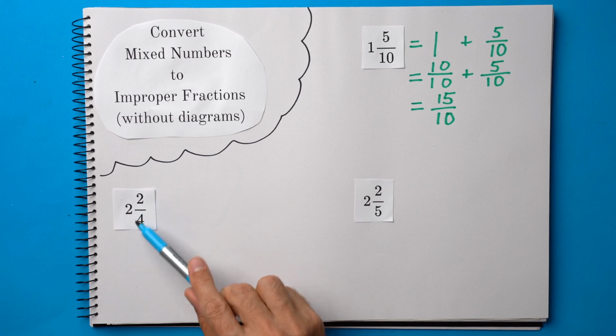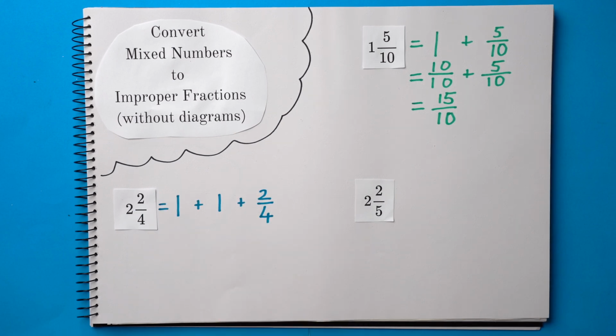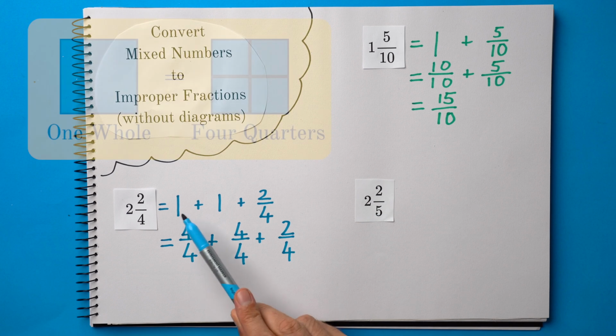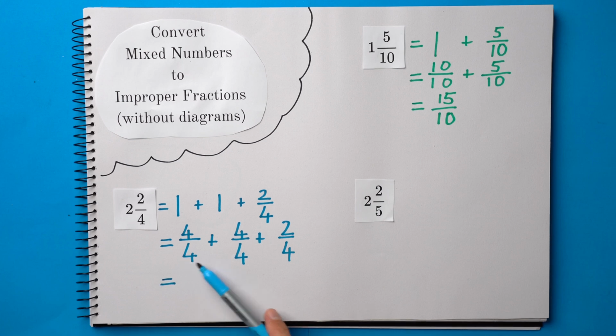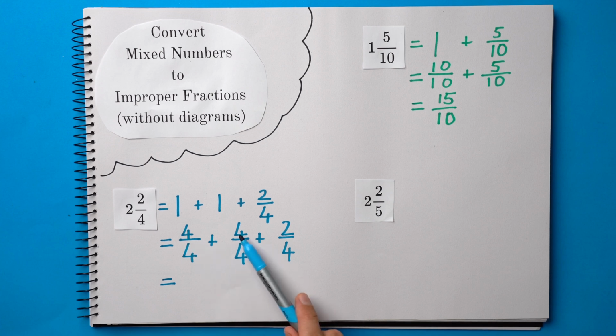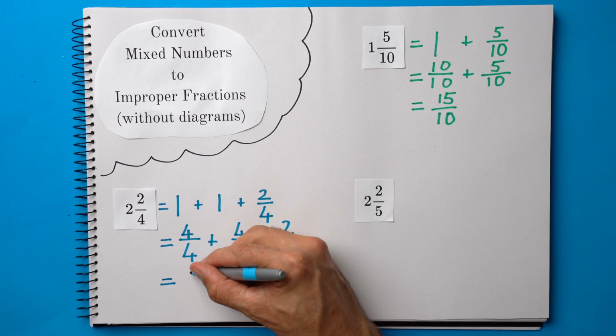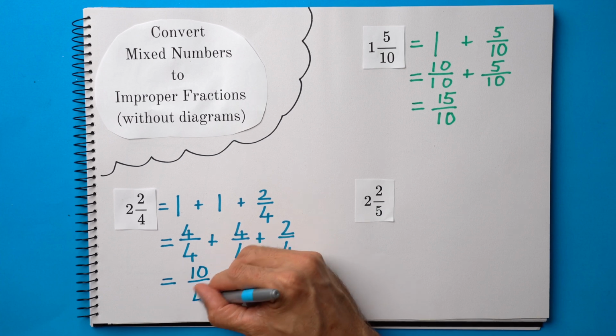This one we're going to convert 2 2/4 into an improper fraction. So the first step, I've written it as 1 plus 1 plus 2/4. 1 plus 1 is the same as 2, so that number sentence makes sense. In the next step, I've rewritten this one as 4/4 and this one as 4/4 plus 2/4. They're all the same size parts. I have 4 of them here, 4 of them here, and 2 of them there. So 4 plus 4 is 8, plus 2 more is 10, giving us 10/4.